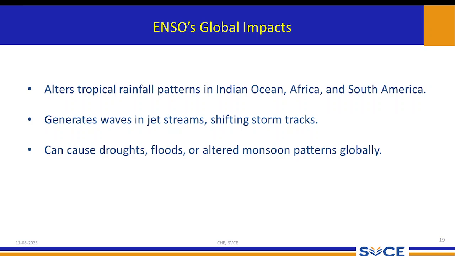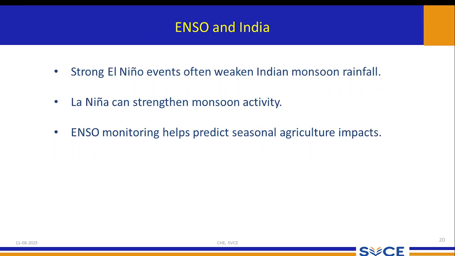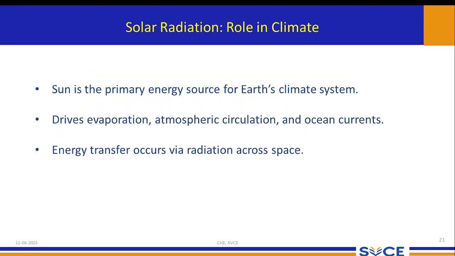So underline the words: can cause drought, flood, or altered monsoon. Okay, these are the impacts of the ENSO events, La Nina and El Nino effect. Weakened trade winds or strengthened trade winds and so on and so forth. Okay, so ENSO and India: strong El Nino events often weaken Indian monsoon rainfall. La Nina can strengthen monsoon activity. ENSO monitoring helps predict seasonal agriculture impact.